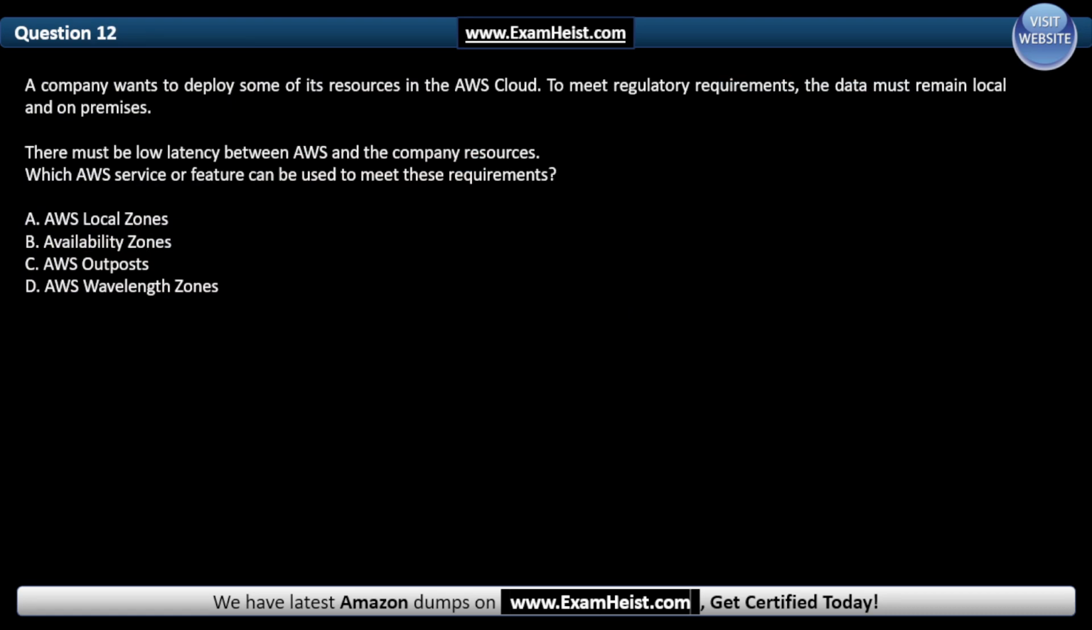Question 12. A company wants to deploy some of its resources in the AWS Cloud to meet regulatory requirements. The data must remain local and on premises. There must be low latency between AWS and the company resources. Which AWS service or feature can be used to meet their requirements? The correct answer is C. AWS Outposts.